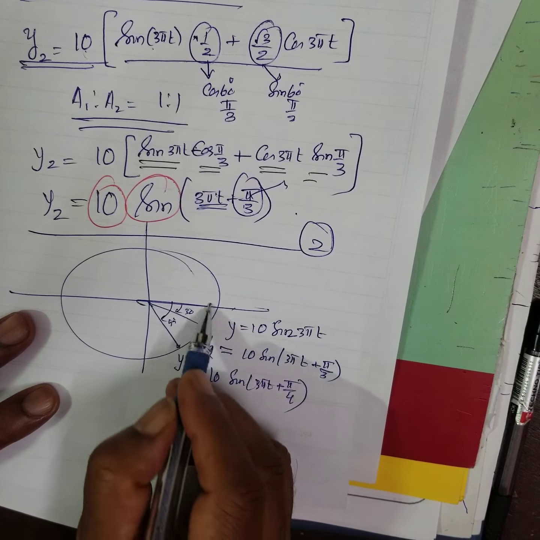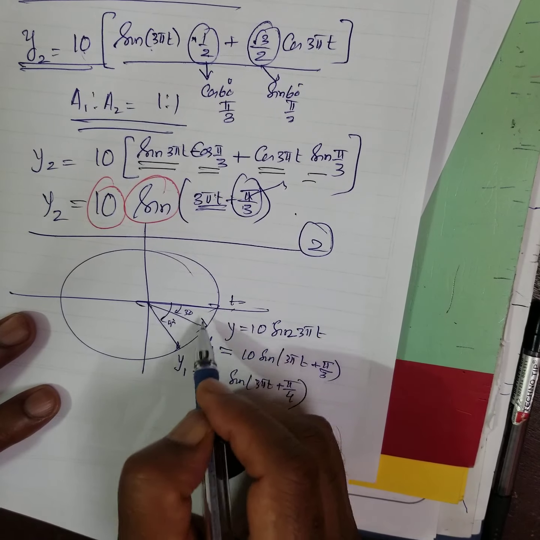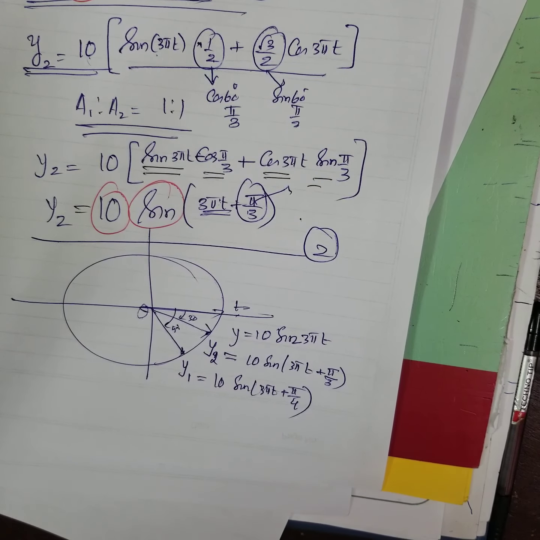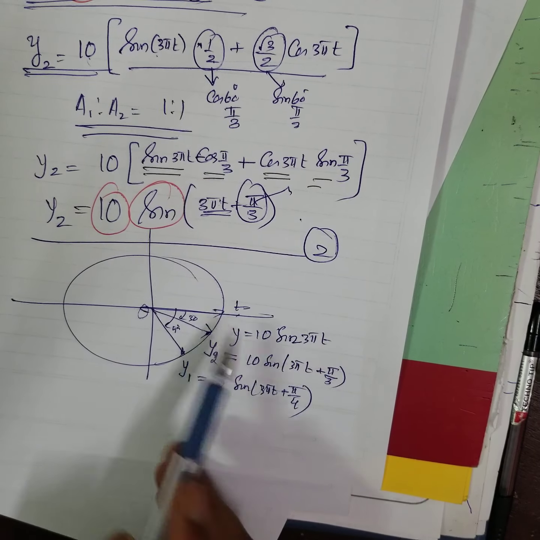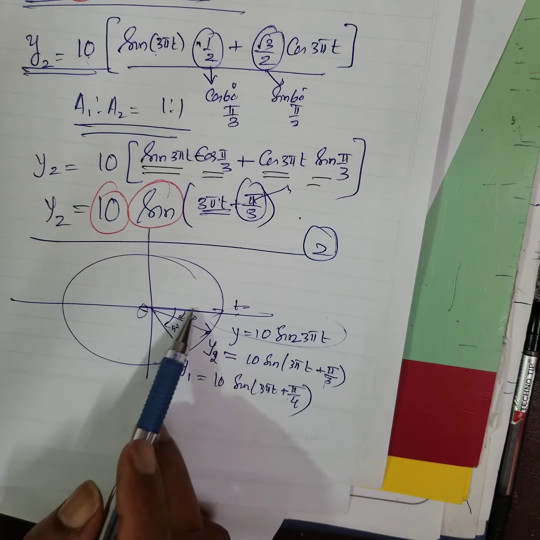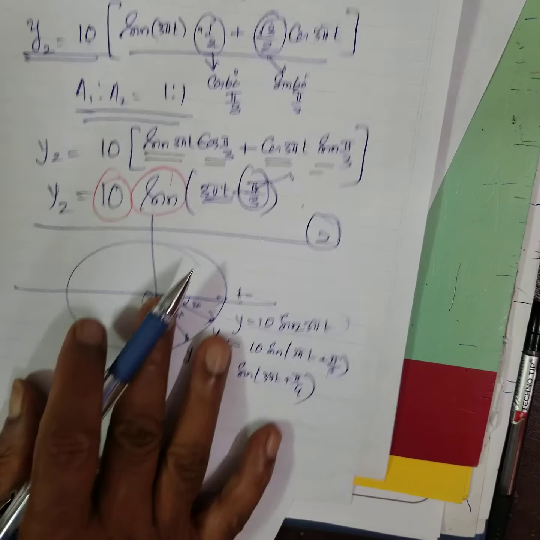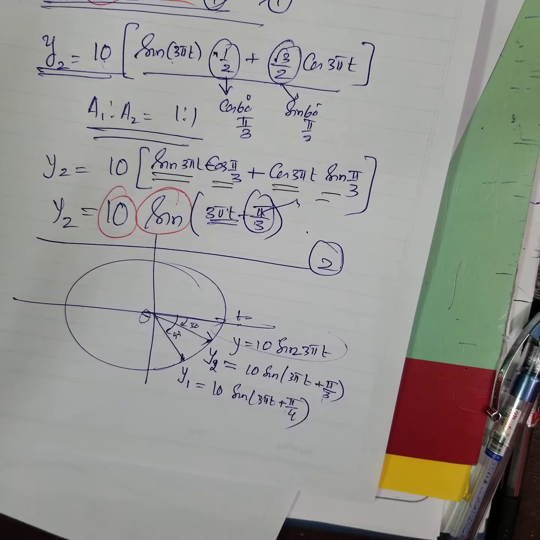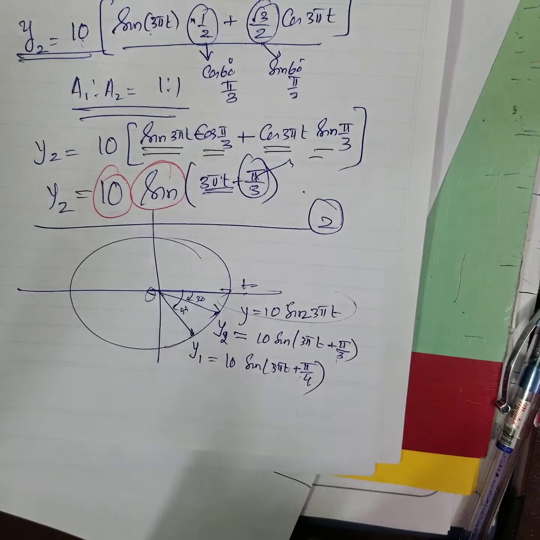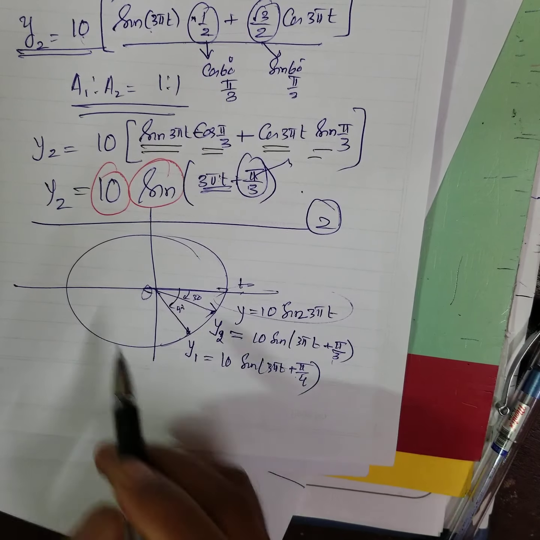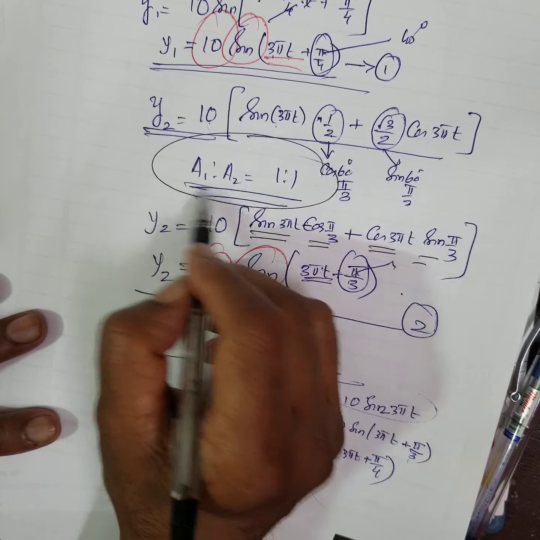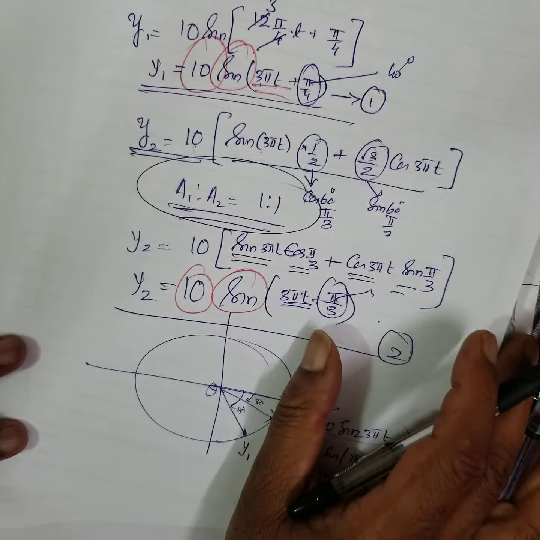This is a vector representation. When t is equal to 0, these are the waves in terms of vectors. It starts here, and this one starts here at 45 degree. This is the whole representation. Or maybe whatever I tell may be wrong also. Please verify from a different textbook or discuss with other teachers. But the question is, what is the ratio of the amplitudes? A1 is to A2 is 1 is to 1 only, which I have done.